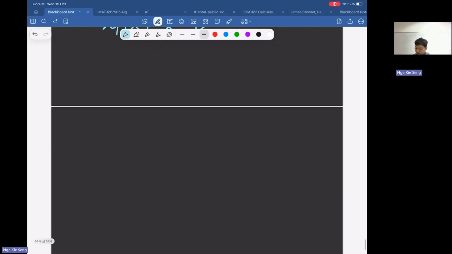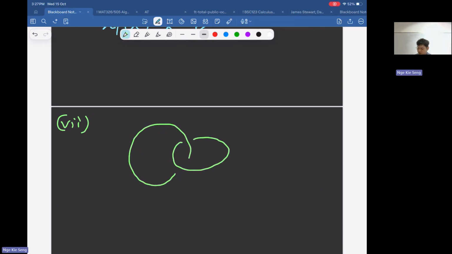Next, let's look at the last one: the complement of two linked circles. I think this one is also one of the examples we gave in the motivation. So this, and then like this. What's the complement of this?